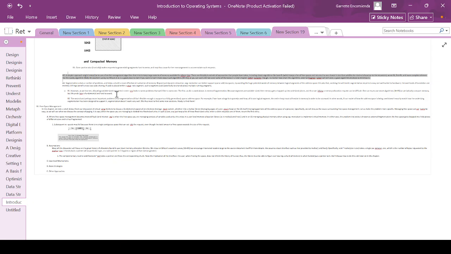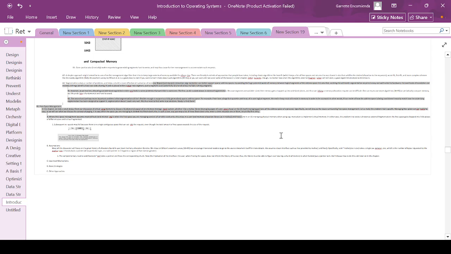Segmentation solves a number of problems and helps us build more effective virtualization of memory. Beyond just dynamic relocation, which is the first form of virtual memory, segmentation can better support sparse address space and attempt to minimize external fragmentation by avoiding the huge potential waste of memory between logical segments of the address space.